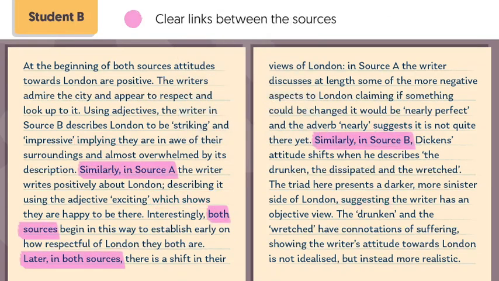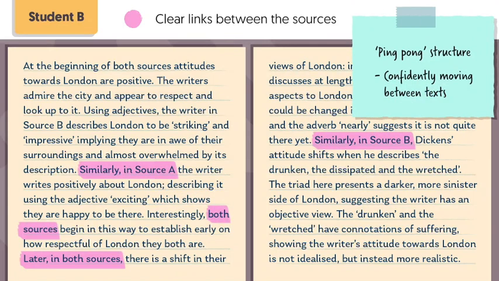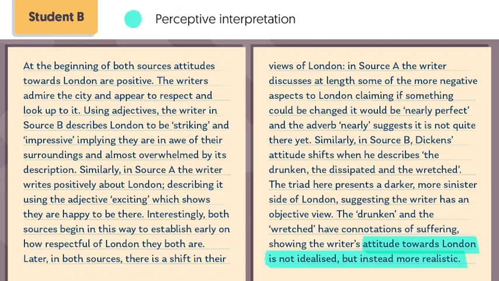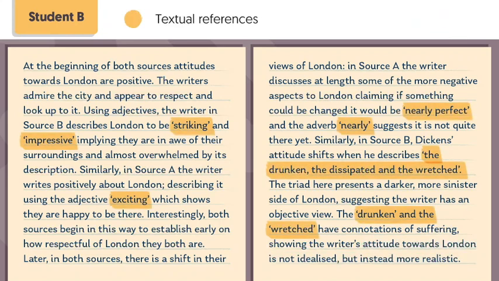Student B makes clear links between the sources and uses a ping-pong structure in their response, confidently moving between the 2 texts. Their comment about the attitude not being idealised but instead more realistic is beginning to offer a more perceptive interpretation, and student B is linking more conceptual ideas. Textual references are carefully chosen and used throughout alongside precise subject terminology.